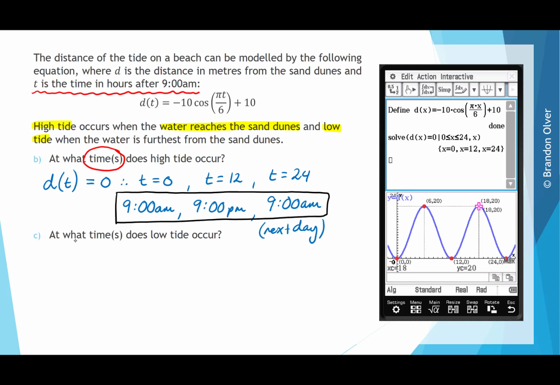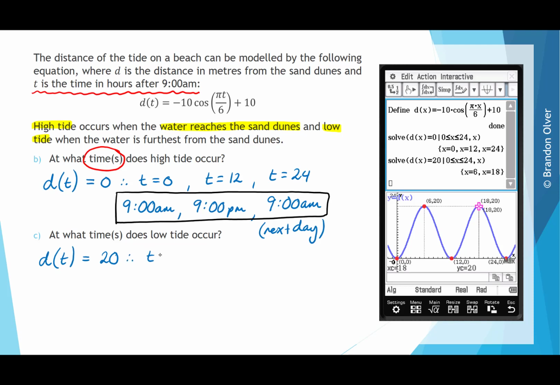For part C, we're asked at what times does low tide occur. So this time we're solving d of t is equal to the furthest y value away from the sand dunes. So we're asked to solve d of t is equal to 20. Next, we want to solve d of x is equal to 20 over the same domain. So to save time, I can drag down this entire line and just change my 0 into 20 and hit execute. And that gives me x equals 6 and x equals 18 as solutions, which are the same as the maximums that we found on the graph.